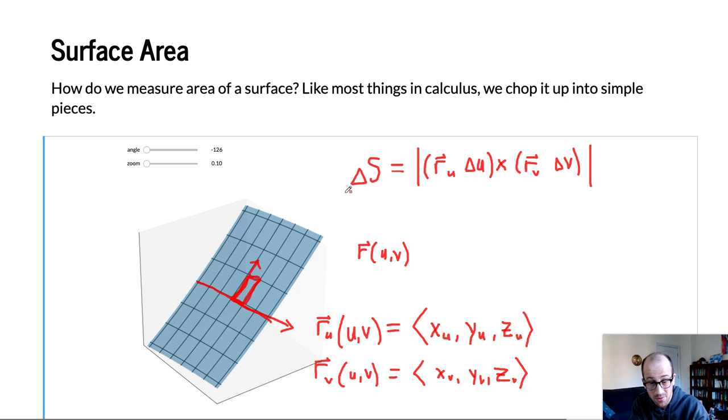So what that means is by differentiating our parametrization in each variable, we get the edges of a little parallelogram. We take the cross product of those two and take the magnitude. We get a little piece of surface area. If we add this up over all our u's and v's, of course, that's going to be approximately the surface area.